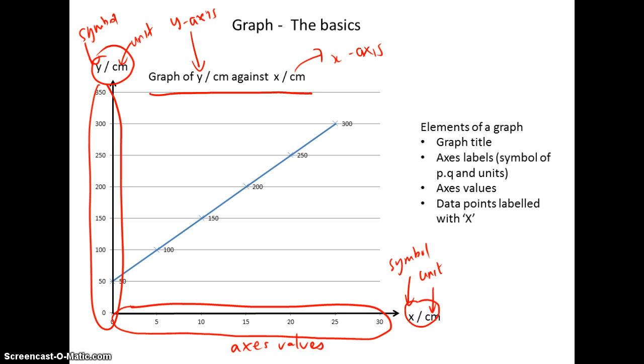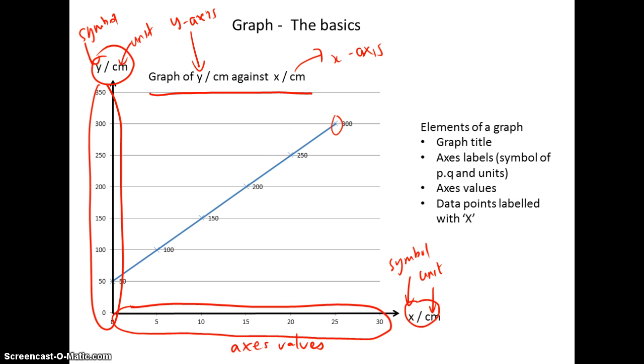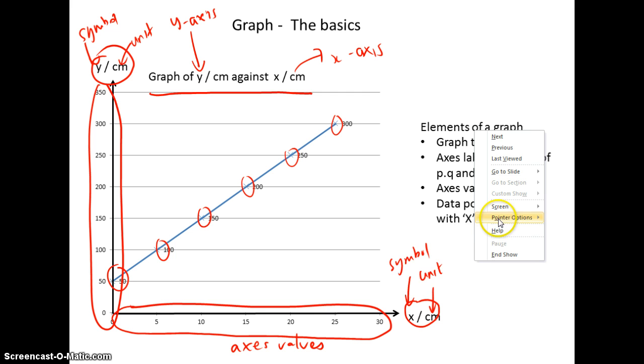You will see data points labeled with an X. There are obviously 6 data points in this graph. All these are the data points. Now we only use X as an indication of the point. We do not use a dot. Dots are used for finding gradient points. Okay, moving on.